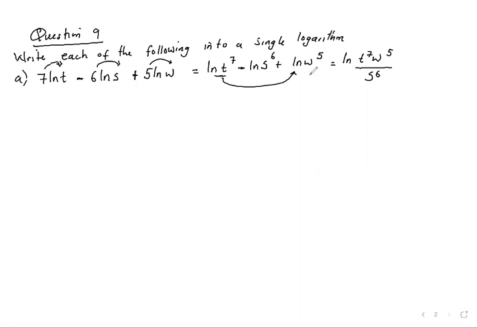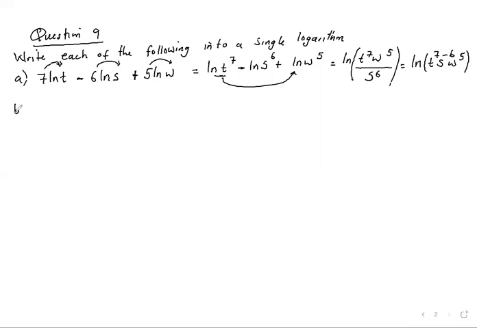So that's how we write this one here. It's not different from, if you want, you can write it as ln of T7 S negative 6 and W5. It's still the same thing. There's no big deal there.